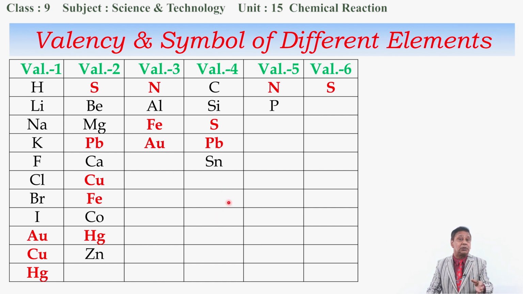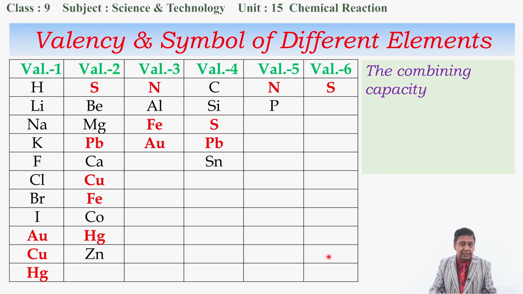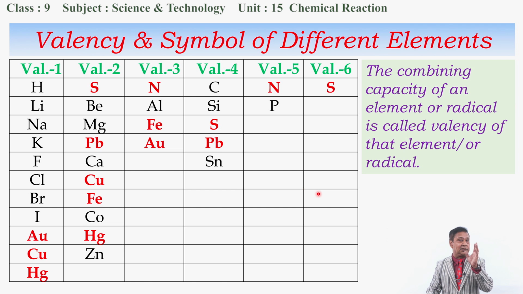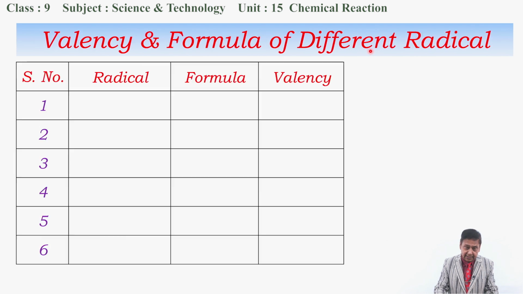Here, some of the symbols are red colored. What does it mean? They have variable valency. But do you remember what valency is? I want to repeat this also. The combining capacity of an element or radical is called the valency of that element or radical. You have to remember the valency and symbol of these elements. Okay, now let's go to radicals.